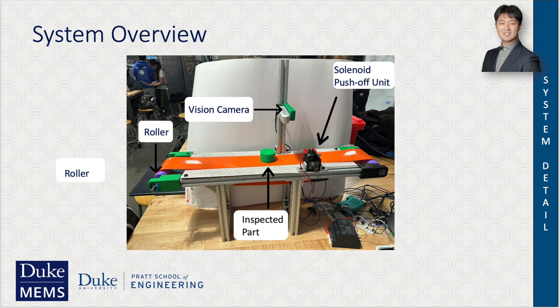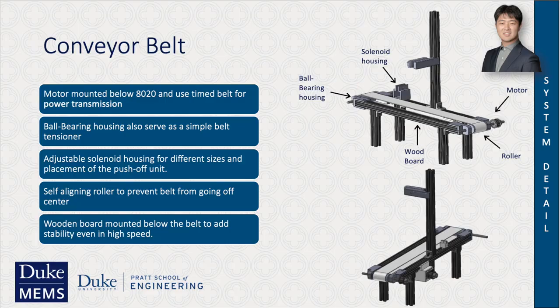So this is our system overview. Our system has several components included here, such as the roller, vision camera, solenoid push-off unit, and also the part being inspected. And this is the CAD model of our system.